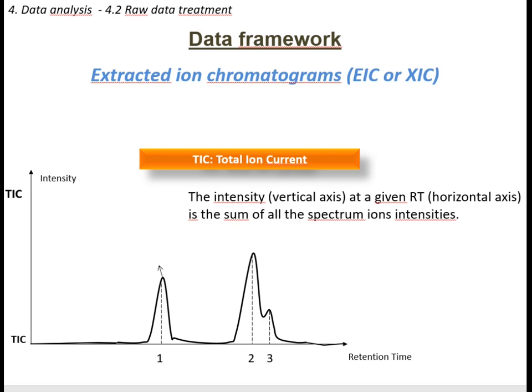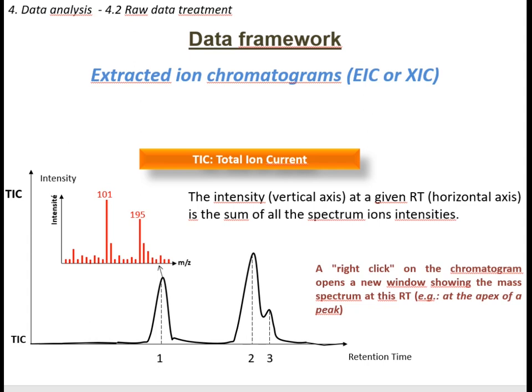The first information the machine will give you is the total ion current. In fact, this is the sum of all the ions detected, so the intensity is the sum at each time point of all the ions detected: the total ion current. You see here we have three molecules, molecules 2 and 3 being only partially separated.